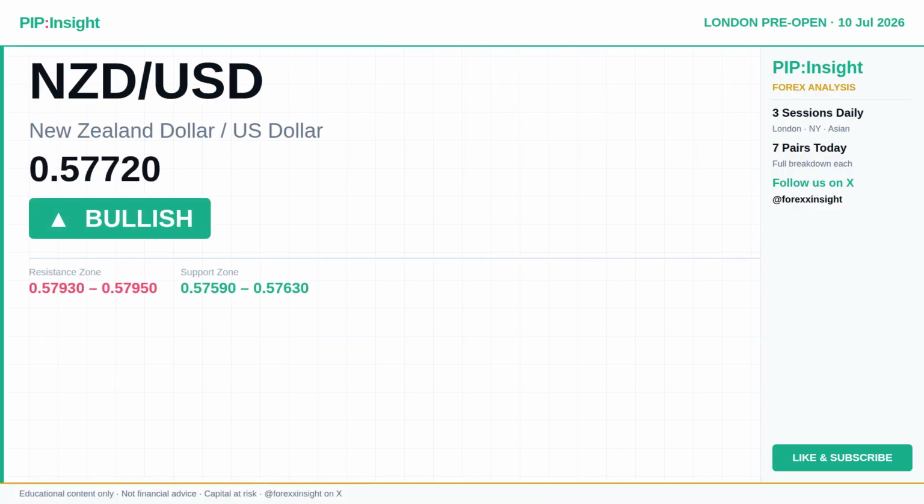Kiwi dollar. The chart is showing bullish structure on this session. The 4-hour trend is to the upside and the 1-hour is also pointing higher. Resistance is marked between 0.5793 and 0.5795. Support is marked between 0.5759 and 0.5763. Here is the full chart breakdown.